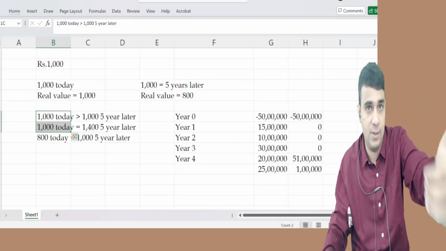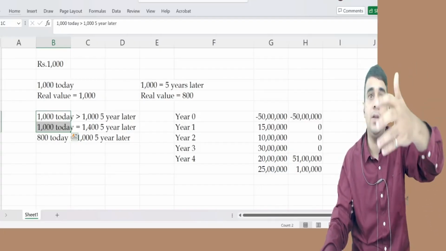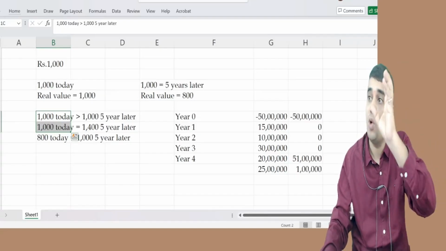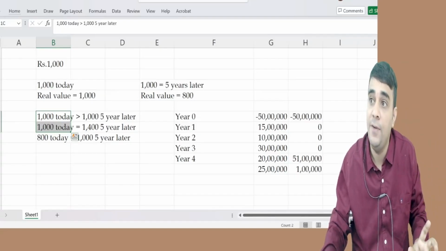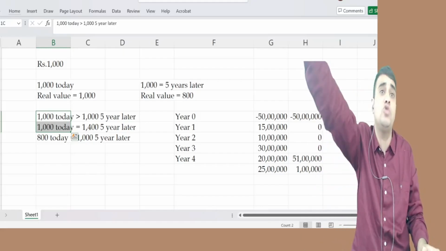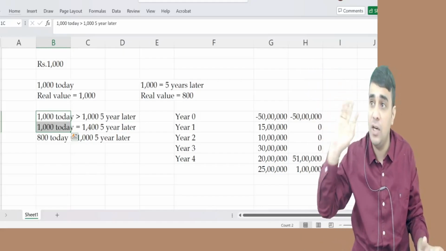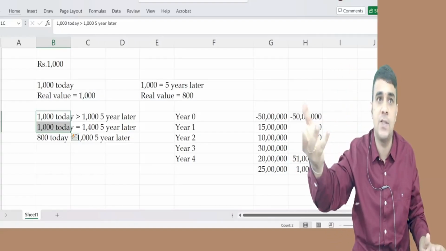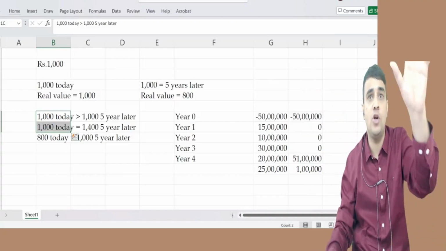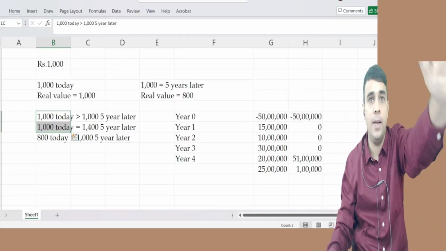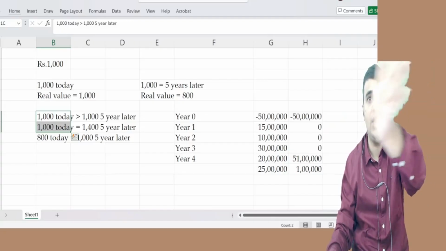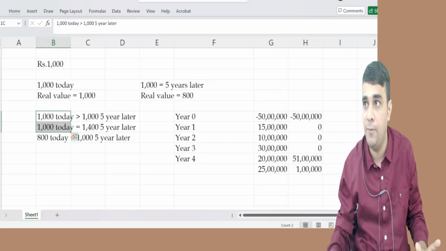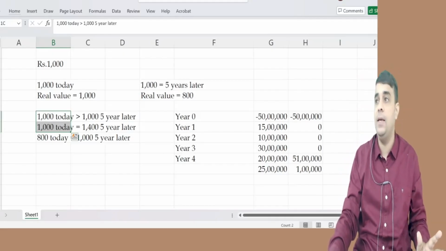Somebody tells me invest 1000, get back 1300, earn 300. I say wait, I'm not earning 300. 1000 today is worth what? 1400 five years later. That value should become 1400. How can it become 1400? Invest in a fixed deposit, invest somewhere, money will go up. You have 1000 rupees kept at home in your almirah. If you keep 1000 rupees, that value will go down to 700 or 800 in 5 years' time.